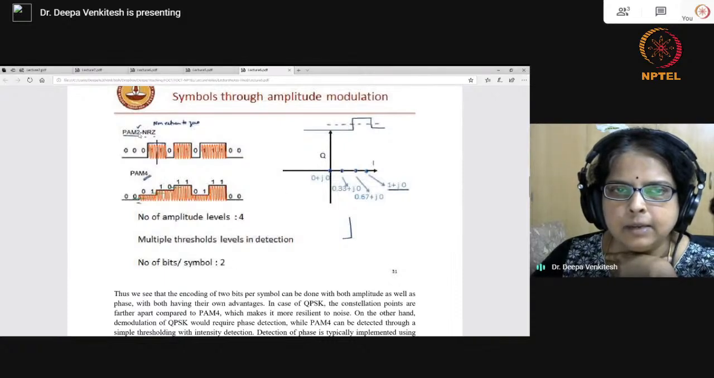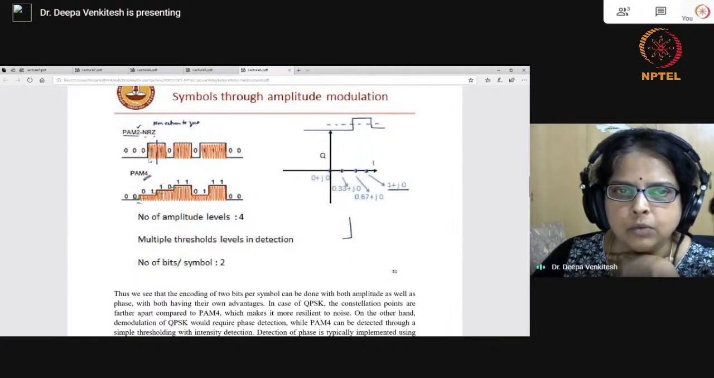So you see in PAM2, level 0 represents 1 bit, level 1 represents another bit. So when you shift between 0 and 1, you have a low and a high, and a high and a low, and so on. So in one time slot, which is marked here, you have only 1 bit that is transmitted.